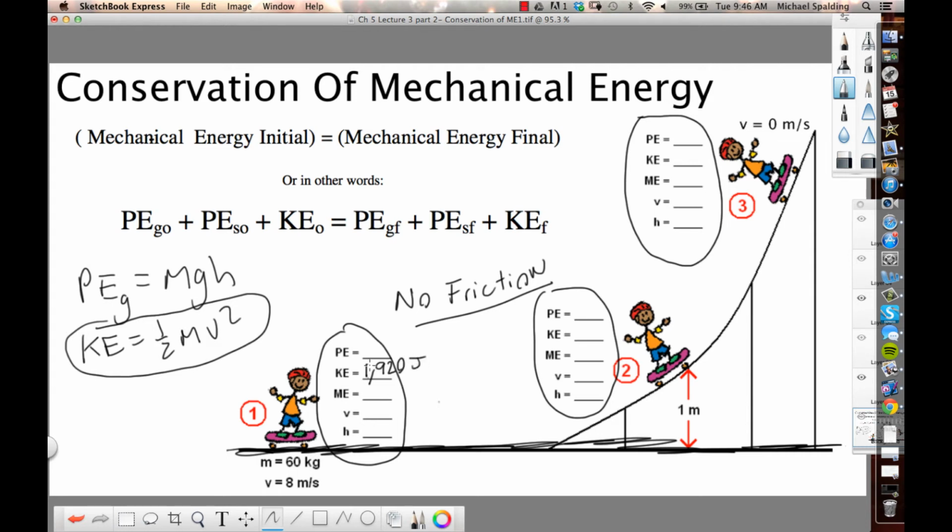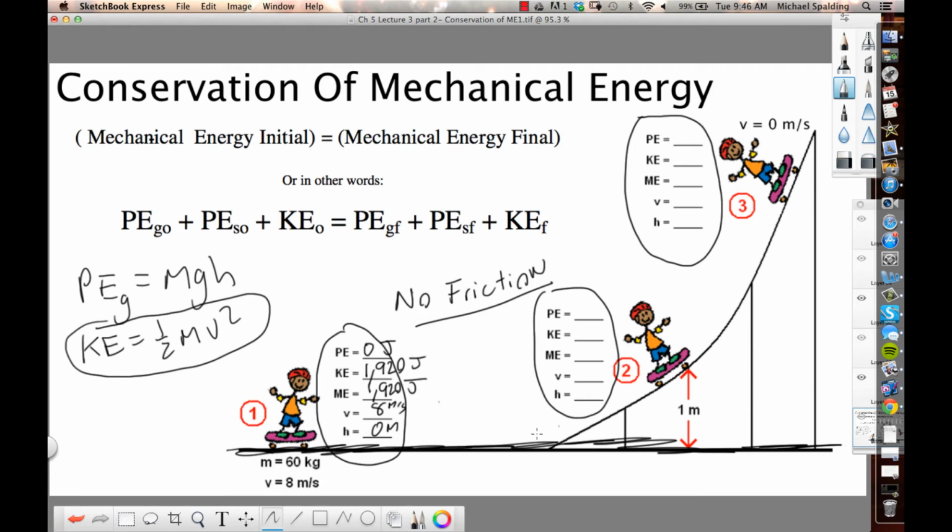1,920 joules. Okay, how much potential energy does he have? 0, because he's on the 0 point, right? 0 joules. mgh, if your h is 0, if you're on the 0 point, you have 0 potential energy. All right, so what's his total mechanical energy? How do you get mechanical? You add kinetic plus potential, so that's 1,920 joules. Okay, now his velocity is 8, h is 0.